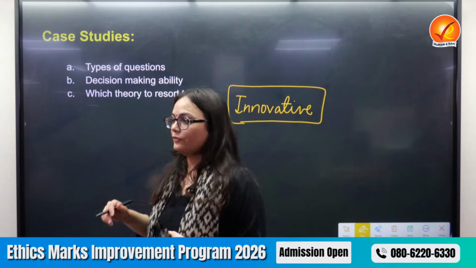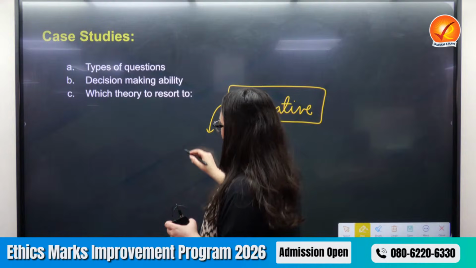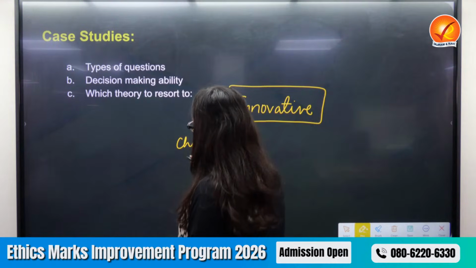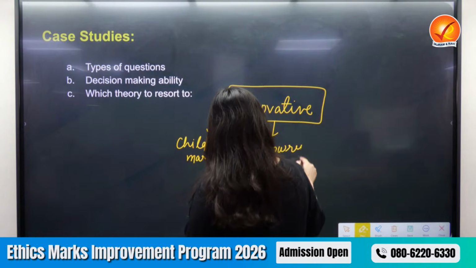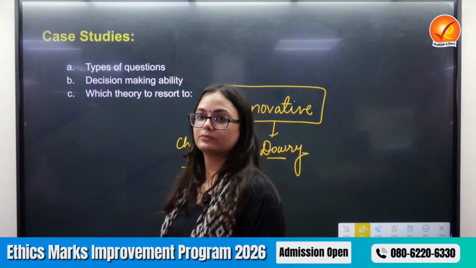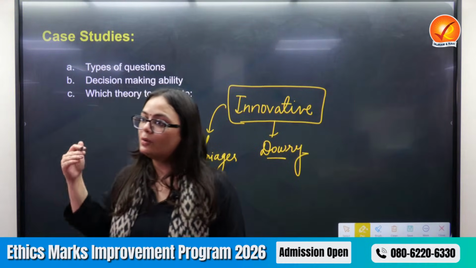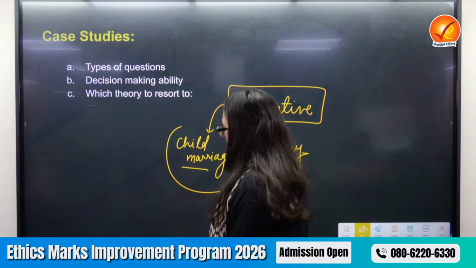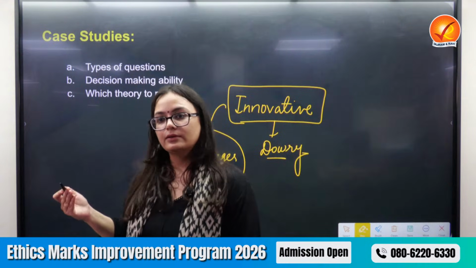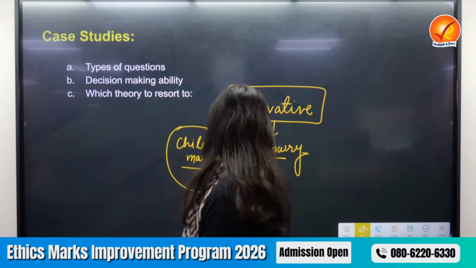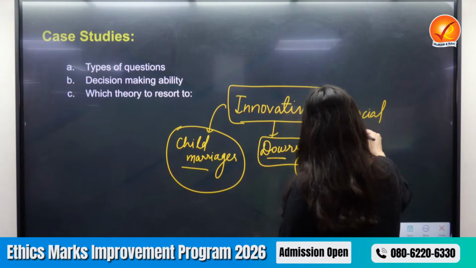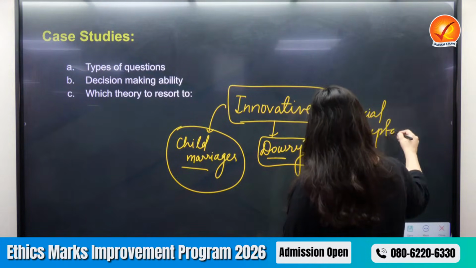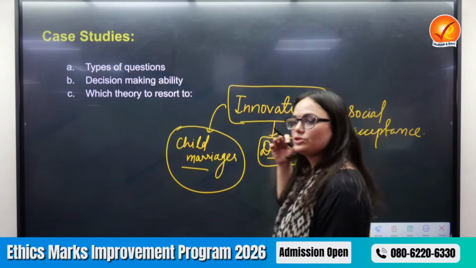For example, if there is an issue of child marriages in a district, or a problem of dowry in a district, what will you do about it? Law already exists, it is already illegal. Even then, these things are happening. Why? Because there is social acceptance for these things.